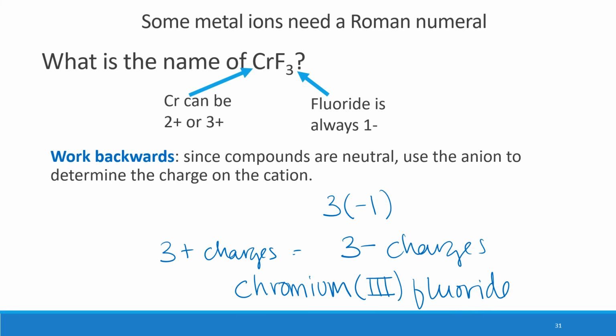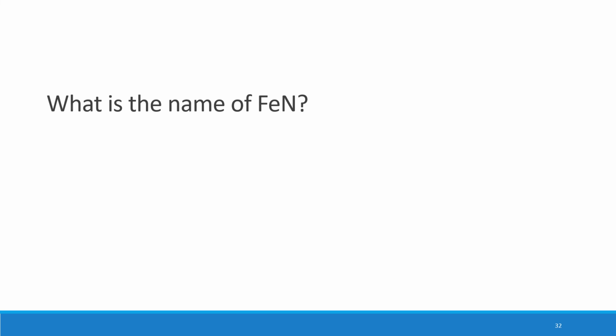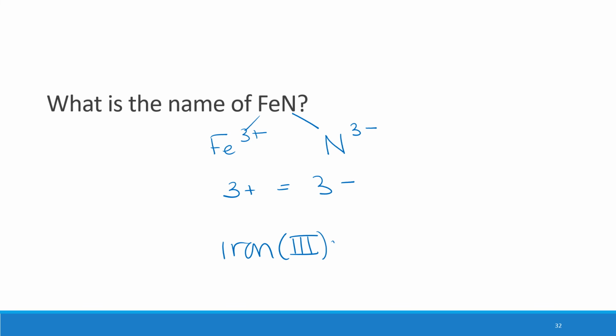Okay, so it's a little tricky. You do have to be careful. Okay, try another one. What's the name of FeN? Again, start with the nitride. Nitride is always N3 minus. There's just one of them, so that's 3 minus charges. So we must have 3 plus charges. So the charge on iron must be Fe3 plus. This is iron(III) nitride.